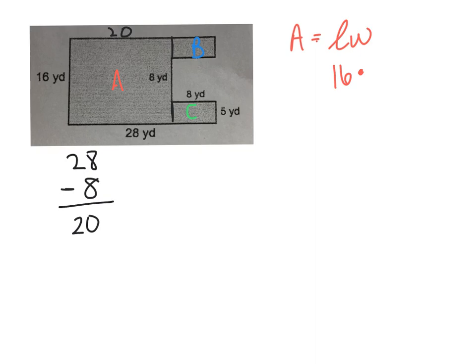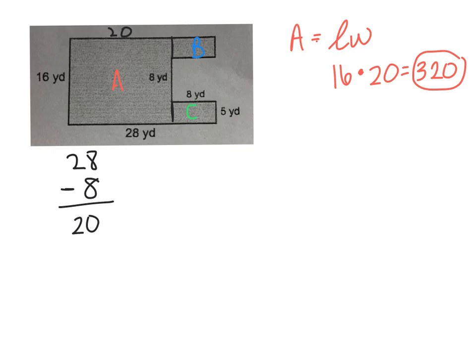So back to my rectangle A, I've got 16 times 20, which you punch into your calculator. It will give you 320. That is for rectangle A.